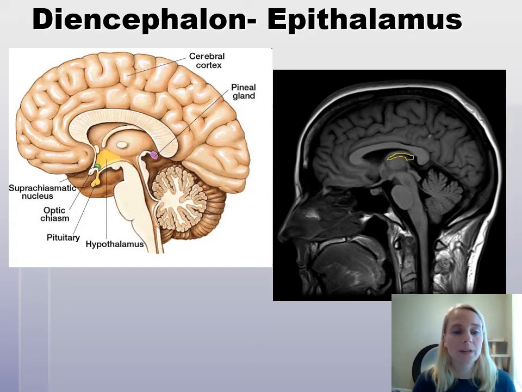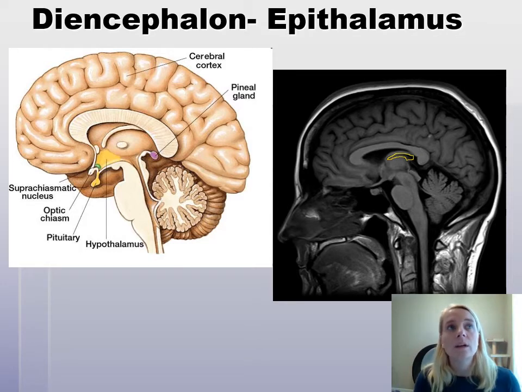Okay, so now we're going to take a look at the diencephalon. The diencephalon has three parts. It's got the epithalamus, the thalamus, and the hypothalamus. So again, the names kind of tell you their position. Epi means above, the thalamus is the thalamus, and the hypothalamus is below.